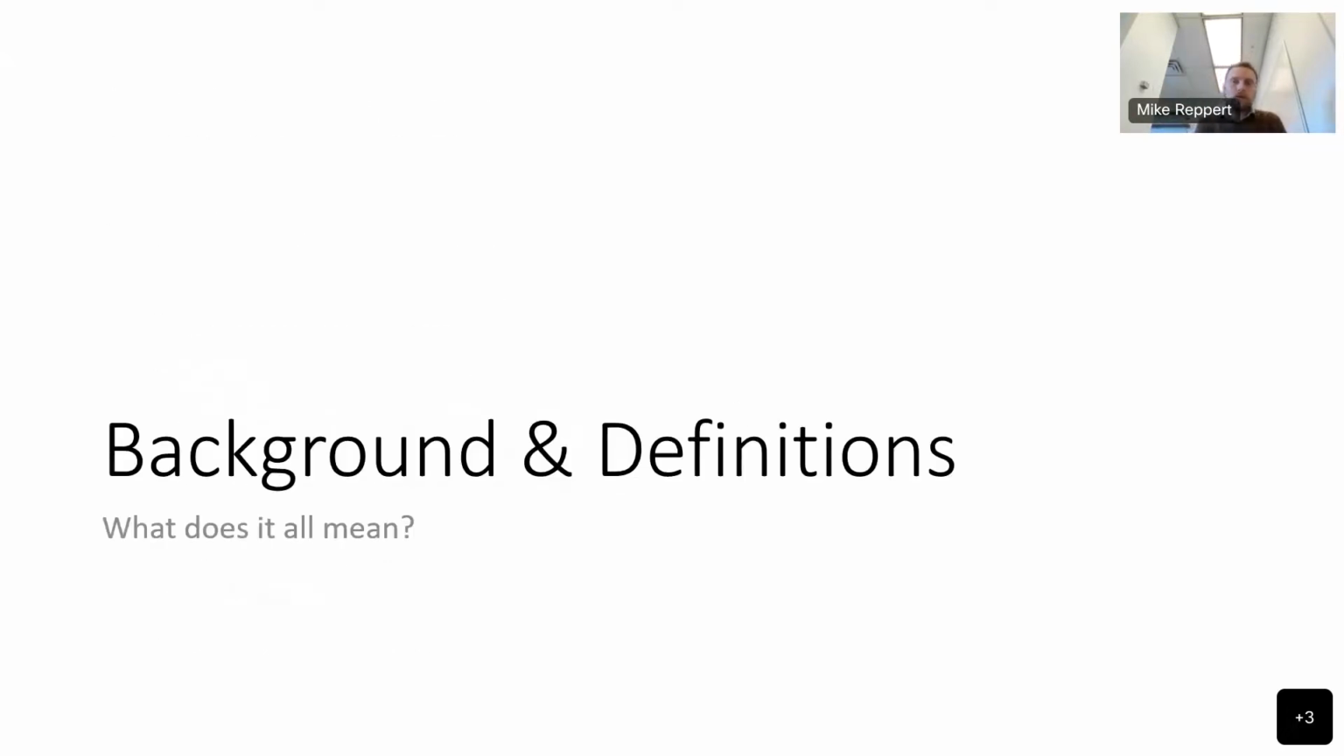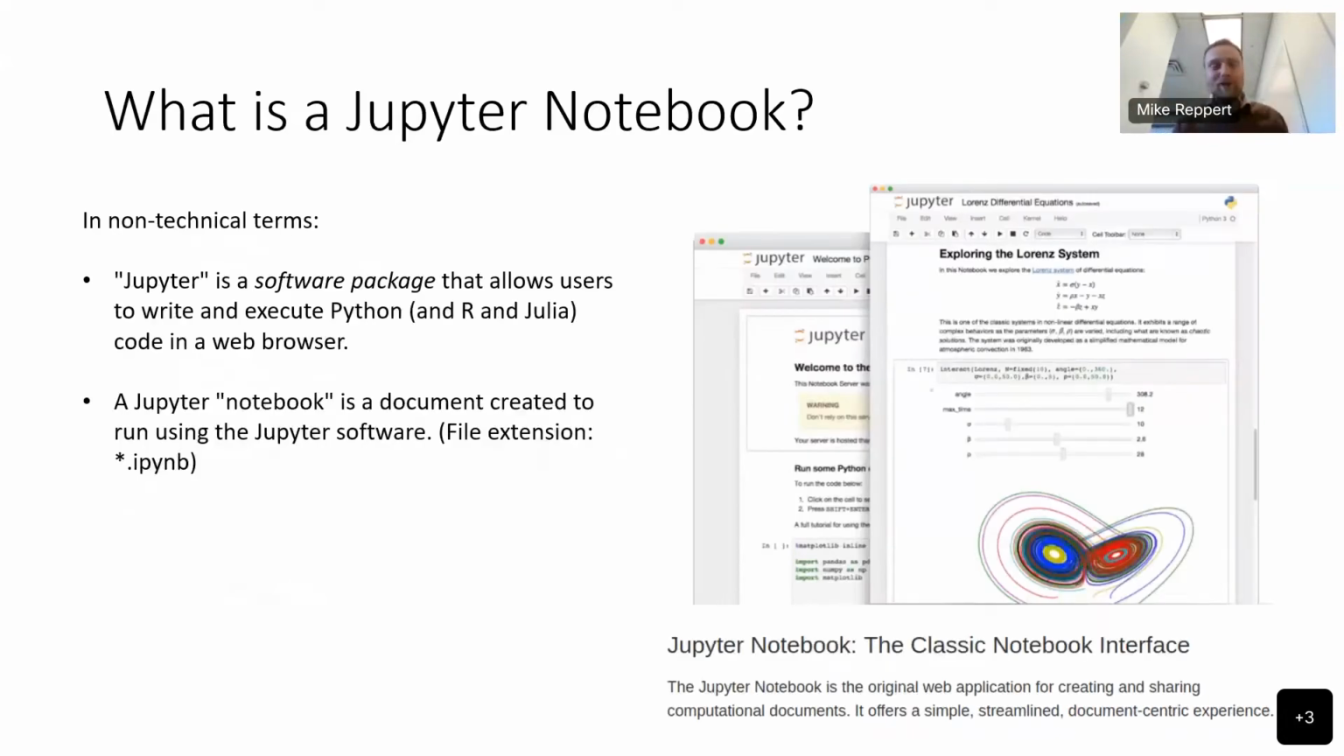Okay, so first let's start off with background. What do the terms Jupyter Notebook and nanoHUB mean? If you already know all of this, feel free to check out and tune back in about 5 minutes. But for those who aren't regular Notebook or nanoHUB users, it's a little bit hard to define Jupyter Notebook in simple terms. Basically, Jupyter is a software package that lets you run Python code and other types of code, R and Julia, and maybe a few others now. It's a software package that lets you write and run code in your web browser.